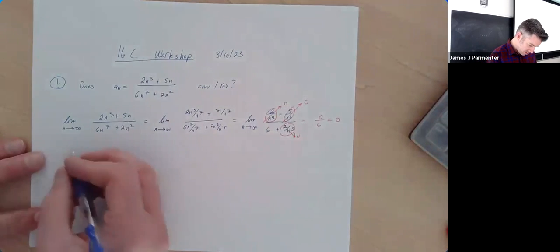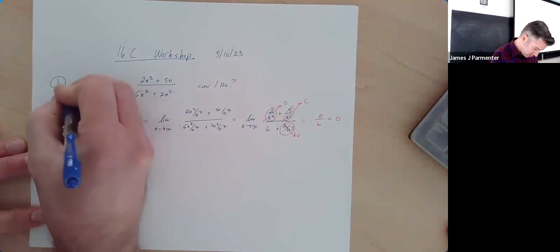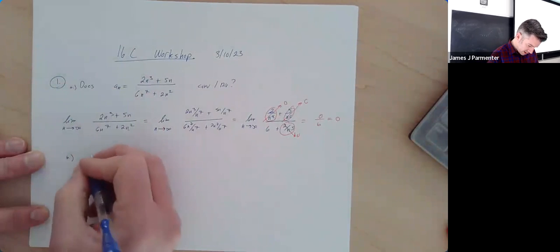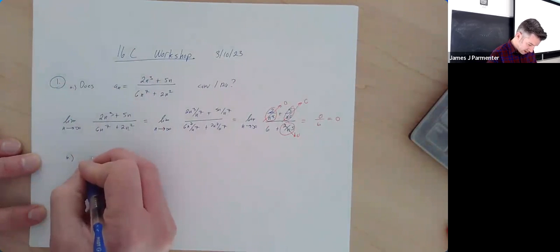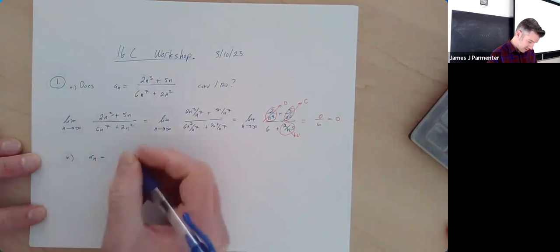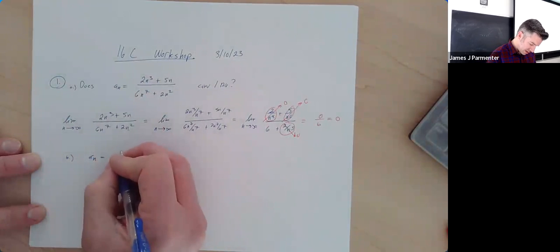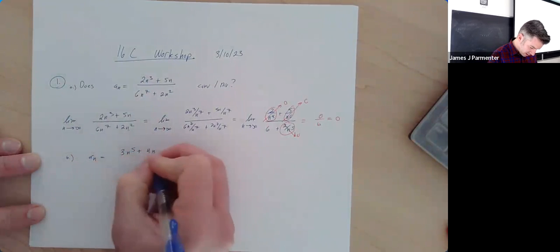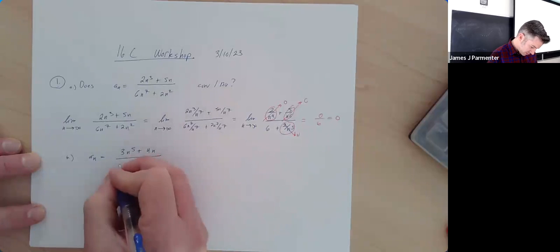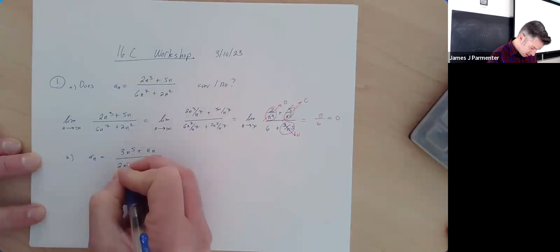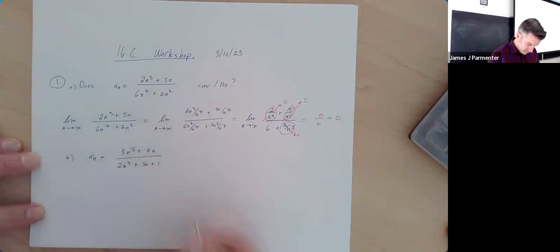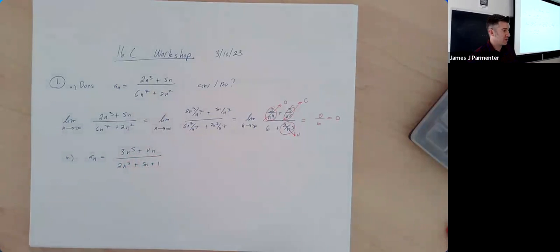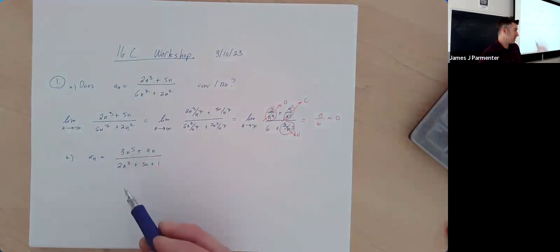On the other hand, if we instead ask about something that looks like this, say a sub n equal to, let's actually just flip it over and change it up. We've got 3n to the 5th plus 4n over, I don't know, 2n cubed plus 5n plus 1. Here, we can make the same sort of conclusion, but now we see that the top is actually bigger, getting bigger faster. So we can say, since the degree on top is bigger than the degree on the bottom, this limit's going to be infinity.